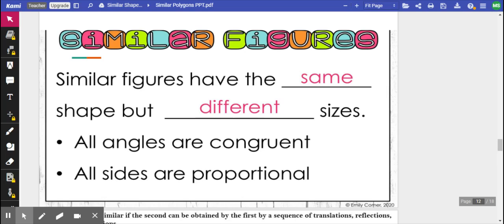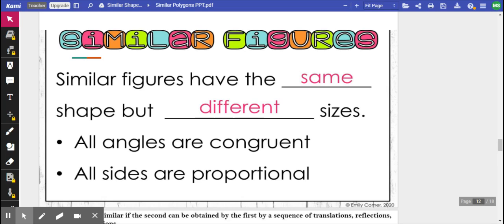That second bullet point basically means that I should be able to take any length on my smaller image, multiply it by my scale factor, and get the larger side of the bigger image. And that same thing would work for all of the sides of the shape. And when it says all angles are congruent, if every angle in your shape is the same as its image, that means that they are in fact similar to each other based on that bullet point. And that would obviously mean they have the same number of angles, which is kind of implied.